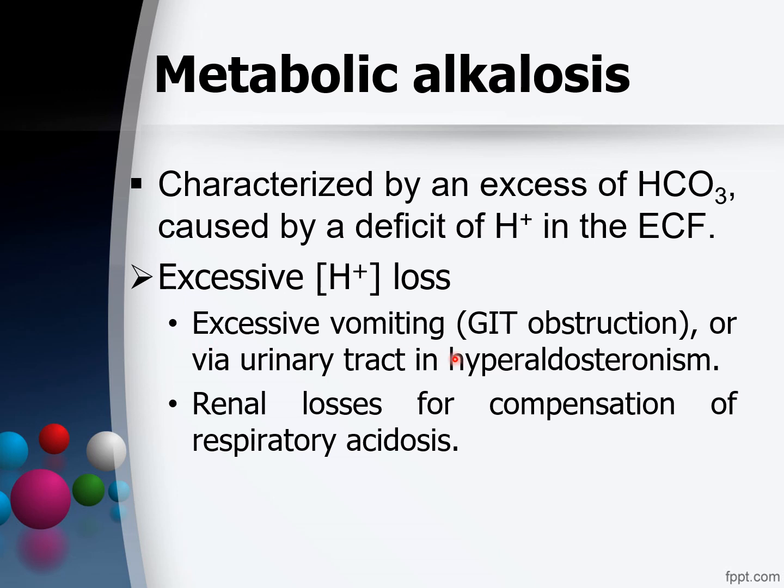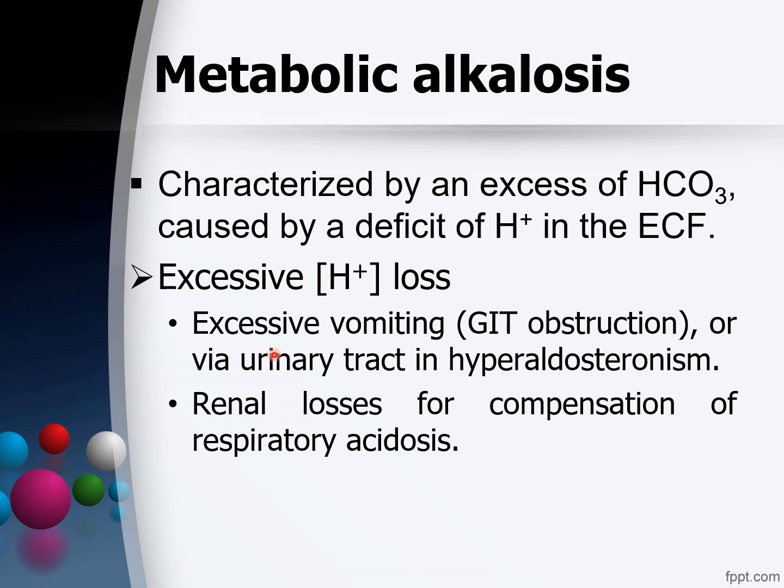Another is hyperaldosteronism. This is a condition wherein the body tends to produce too much aldosterone. And one of the functions of aldosterone is to promote the excretion of the hydrogen ions in the lumen in exchange for potassium ions, particularly in the distal tubule, in the collecting ducts of the kidney. So when this happens, there will be the loss of the hydrogen ions in the urine.